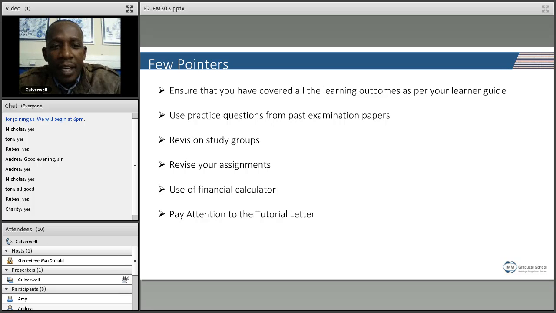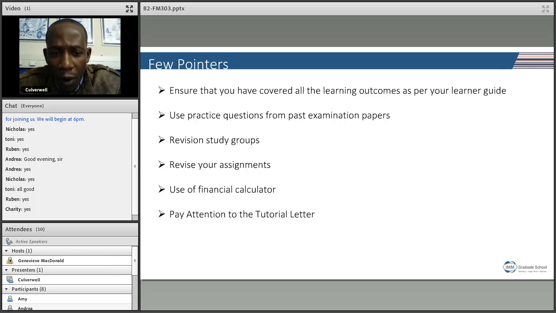So the first one I have, you should ensure that you have covered all the learning outcomes as per your learner guide. And then use practical questions from past examination papers. We have got 3 past examination papers on your e-learn together with their guidelines as well. So during this period now, when you're left only with 3 to 4 weeks before you write, it could even be less. Try to use past examination papers because they talk directly to what your outcomes also have. But you can always read widely as well, going through all the outcomes of your module.